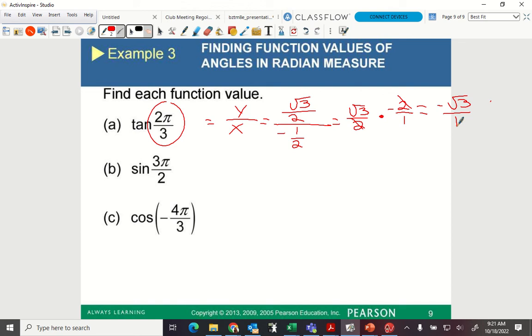Now, again, take your finger out your nose and put it on 3 pi over 2.